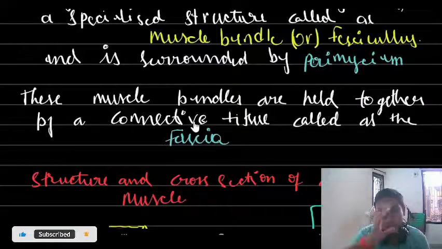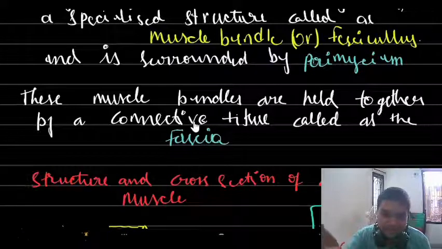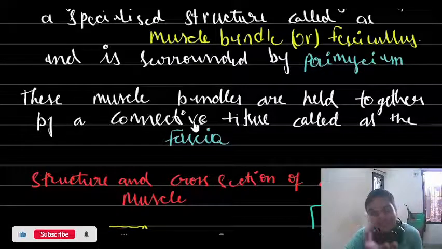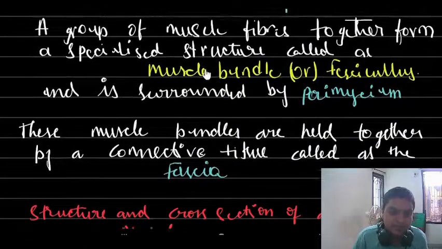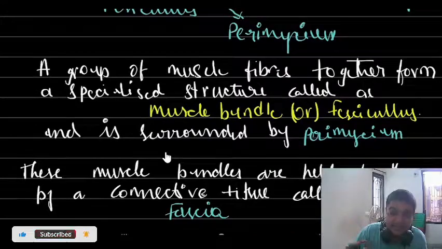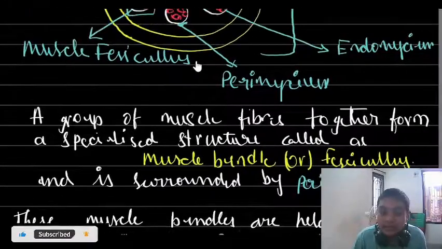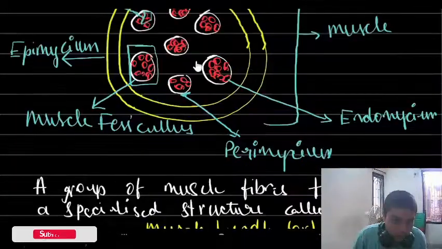There are many muscle bundles, and they are held together by fascia. Hope you got these introductory points. These two are introductory points. Without understanding this, you cannot understand the diagram. That is why I have told you.